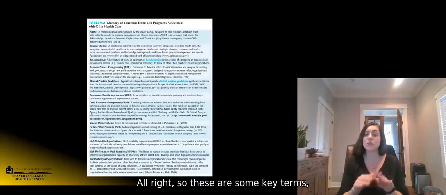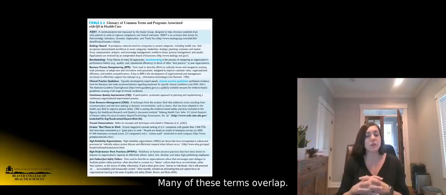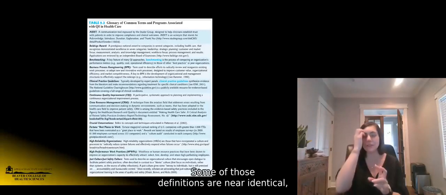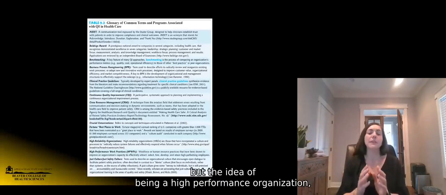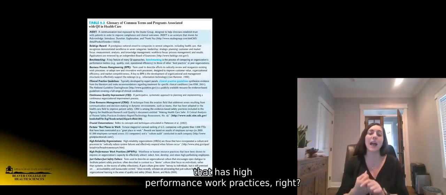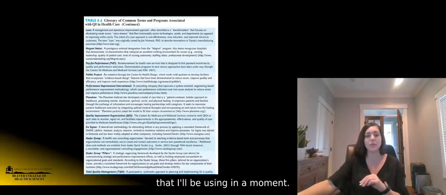All right, so these are some key terms, this slide and the next slide. I encourage you to pause and take a look and reflect. Many of these terms overlap. Many of them are similar, right? When I talk about a quality improvement measure versus a metric, some of those definitions are near identical. But the idea of being a high performance organization, being a high reliability organization that has high performance work practices, right? That's really our goal. And so these are some definitions for some of the terms that I'll be using in a moment.